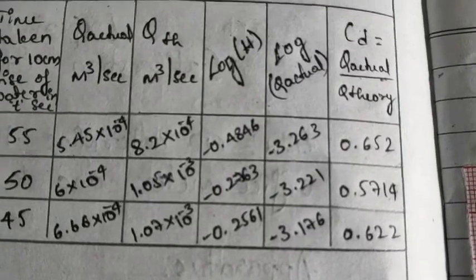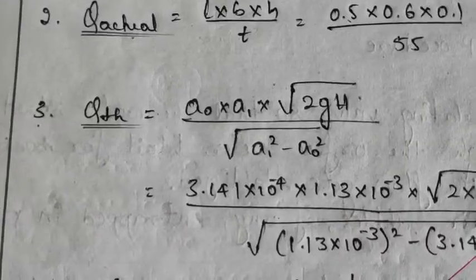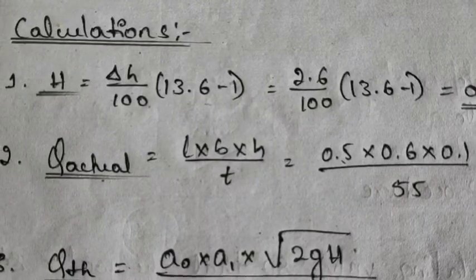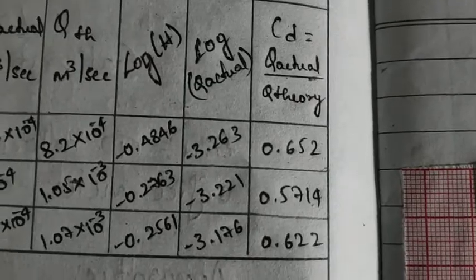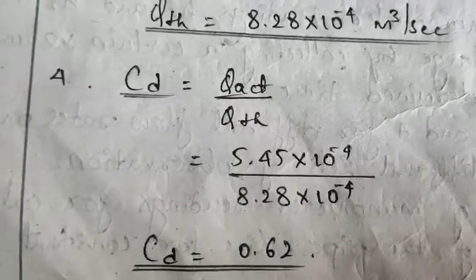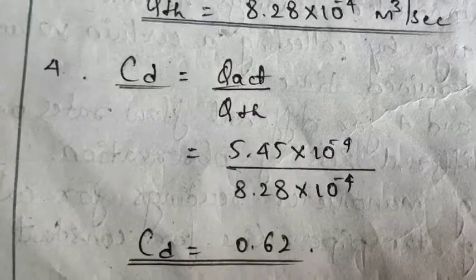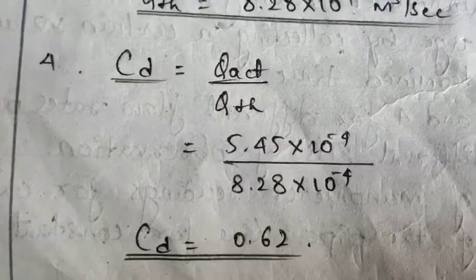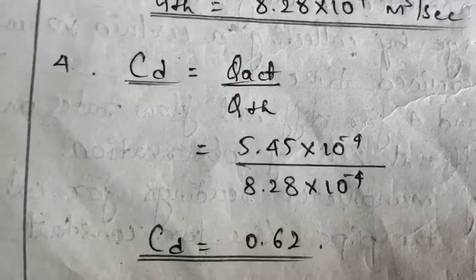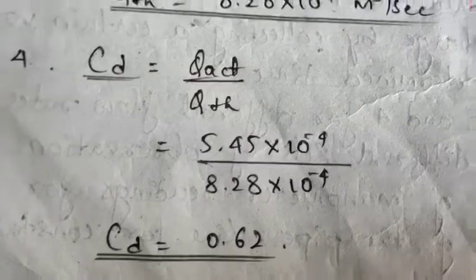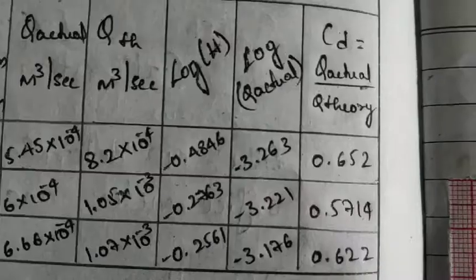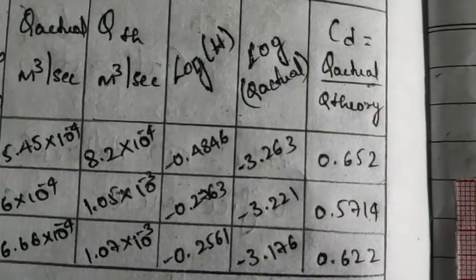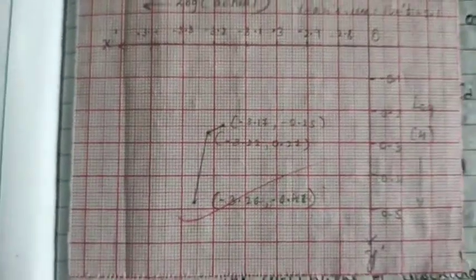theoretical by using the formula shown here, and Q actual by using the formula shown here, and coefficient of discharge is the ratio of Q actual to Q theoretical, which will always be less than 1. And in the case of orifice meters, the theoretical discharge is always more than the Q actual, and coefficient of discharge for orifice meters is very less when compared to Venturi meters. It's in the range of 0.6 to 0.7. By calculating log of H and log of Q actual, graphs could be plotted to know the relation between these two values.